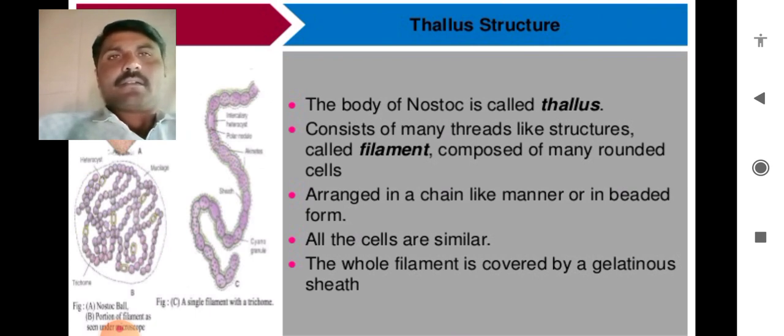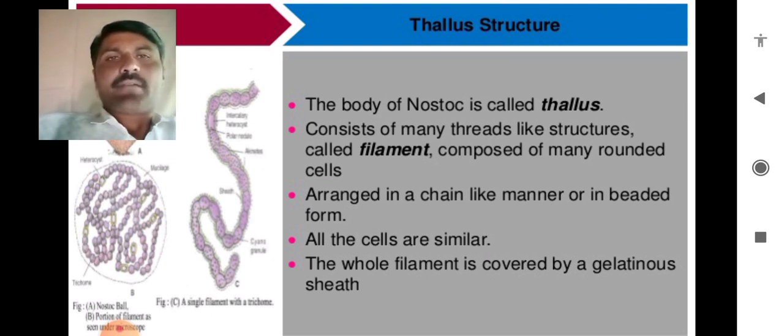Well, in this next slide, you can clearly see a colony of a Nostoc. The colony is covered by the mucilage sheath, that is jelly, and the assembling of many filaments is known as the colony.